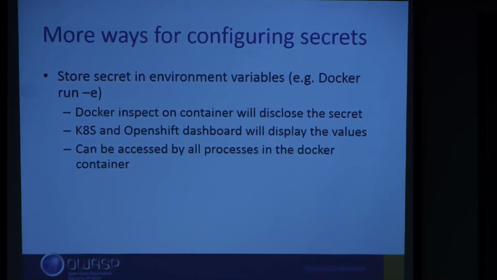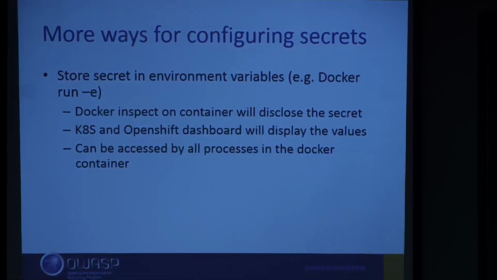Another drawback with this approach is that all values provided through environment variables are actually accessible by all the processes running in the Docker container. Again, quite a few issues with that approach.